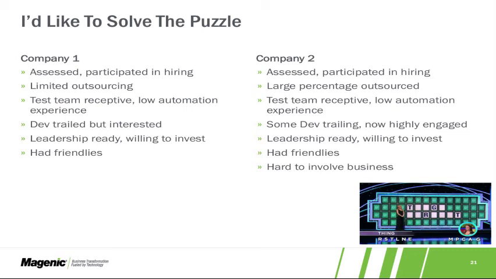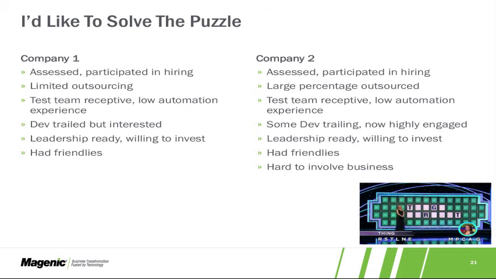Compare and contrast that with company two. Again, I came in, assessed and participated in the hiring. A very large percentage of the company was outsourced, not just a large percentage of the testing team, but also of the development team. The test team was receptive with low automation experience, and it was team to team as to what the devs were doing. The devs were trailing in some places, and toward the end they were very highly engaged, and we even had a small pocket of developers that were actually pushing us to go faster. We want to automate this, and we want to get into this place.